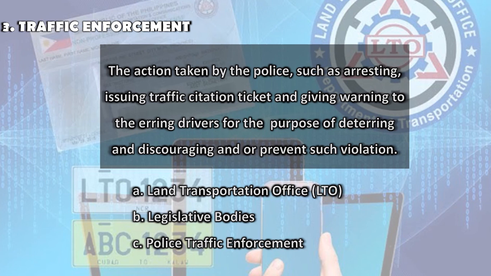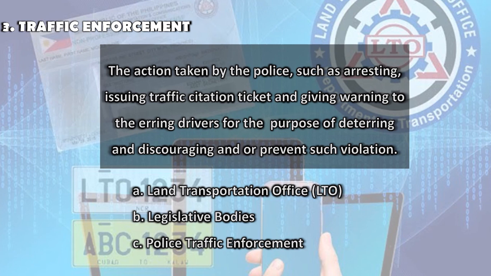So, pag sinabi traffic enforcement, we are enforcing the law. Kung sino yung mga traffic users or road users na nagva-violate sa traffic way. These are agencies under the traffic enforcement. We have LTO, legislative bodies, and police traffic enforcement. Ano naman ang trabaho ng LTO? So yun, sila yung nag-i-issue ng driver licensing. So pag magpaparistro tayo ng vehicles natin, doon tayo sa LTO. The LTO also has the right to revoke your driver's license and to confiscate.